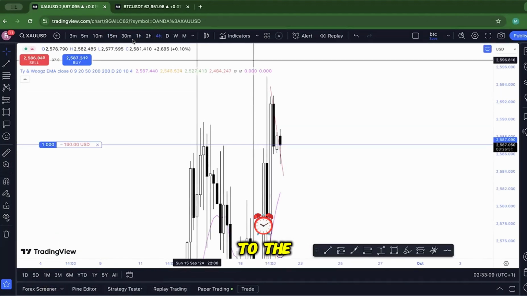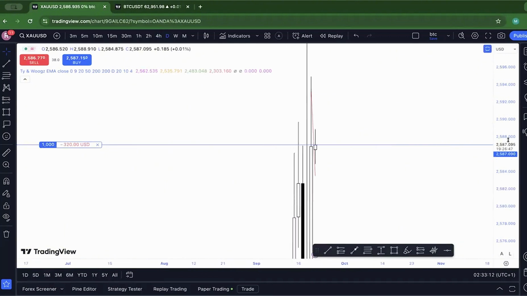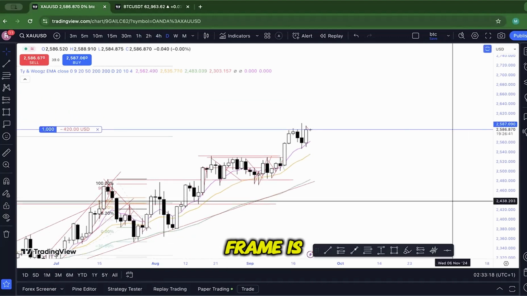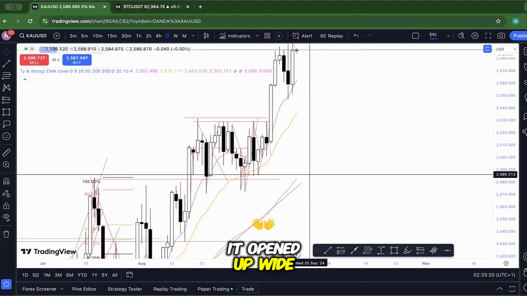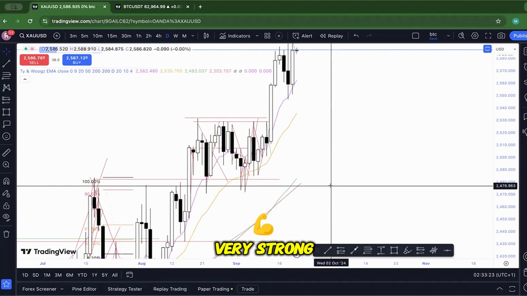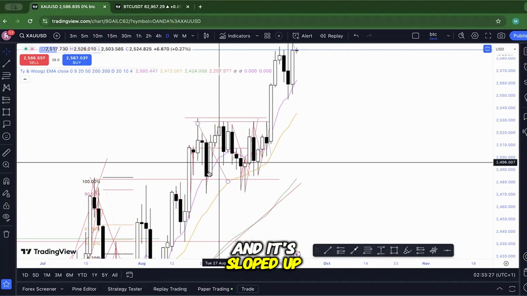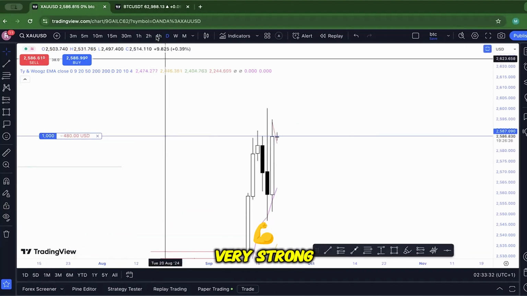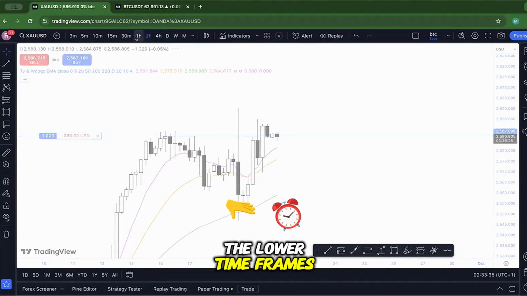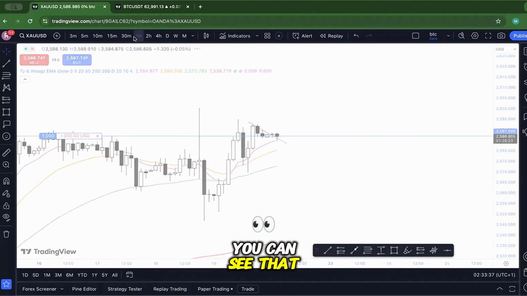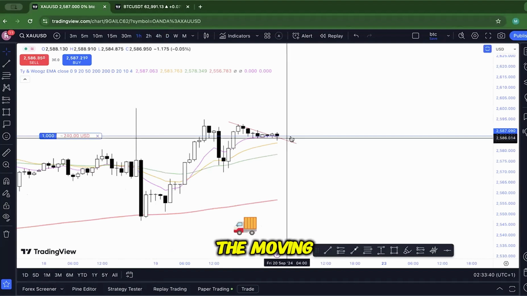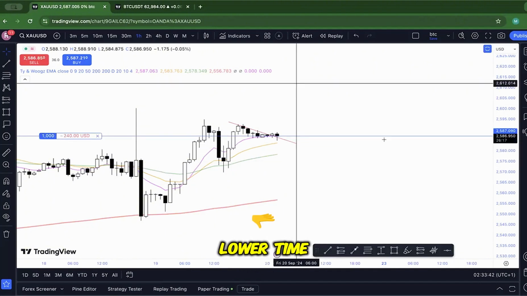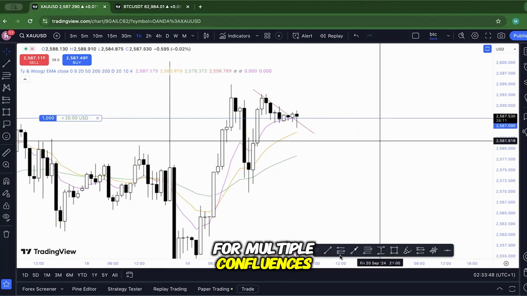So when you go to the 4 hour and the daily, market is in a bull trend. So the moving averages on the higher time frame is wide. It opened up wide. So the trend is very strong and it's bullish and it's sloped up. The moving averages are sloped moving up. So you can see that the trend is very strong. So as you go down to the lower time frames, you can see that the moving average is still wide. So the trend is still strong on a lower time frame. So you're really looking for multiple confluences.